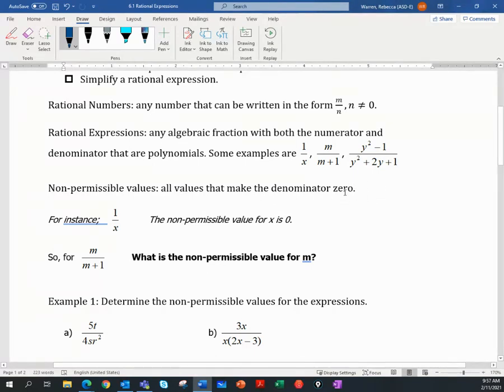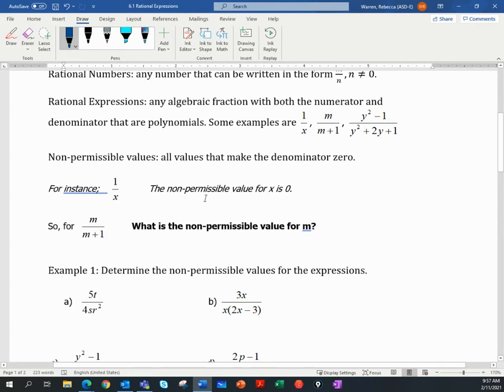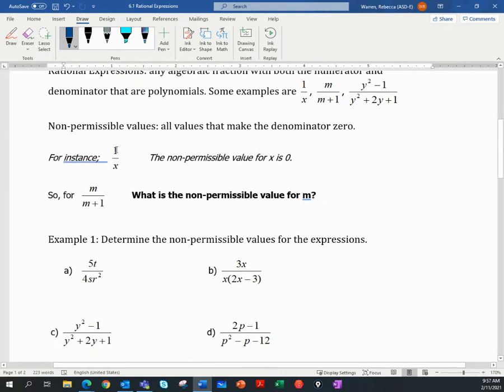And then, as I said, non-permissible values are anything that will make the denominator 0. Because if the denominator is 0, we know that's no longer rational. So it makes it a non-permissible value, a value that doesn't work. So the first example, 1 over x, the non-permissible value for x is 0. Because obviously, if you plug in 0 for x, the denominator would be 0.